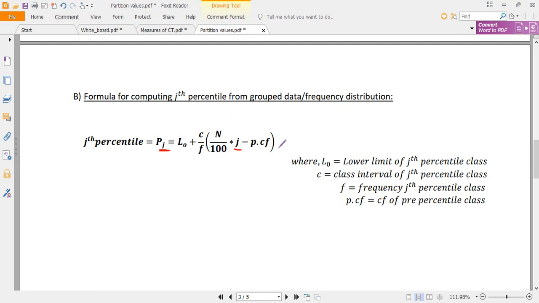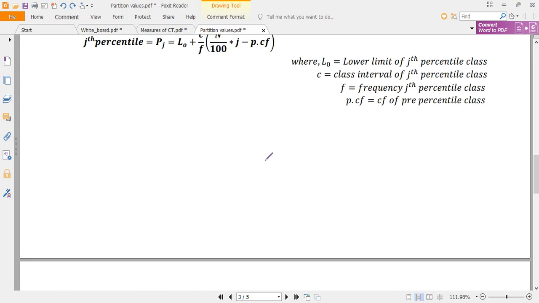Then minus PCF. Okay, what is L0? L0 is the lower limit of the jth percentile class. C is the class interval of the jth percentile class. F is the frequency of the jth percentile class, and PCF is the cumulative frequency of the pre-percentile class. So here is the same problem. To compute any percentile, we first have to identify the percentile class. Notice that this formula is slightly different: L0 plus C by F into (n by 100 into j minus PCF).